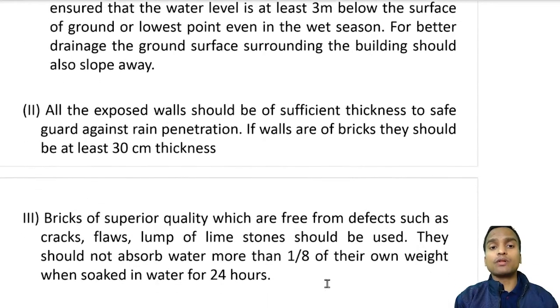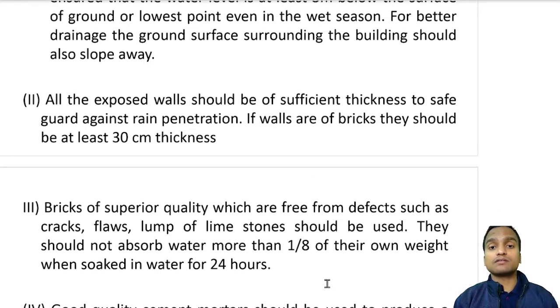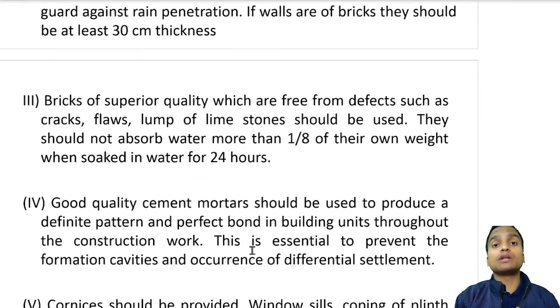All the exposed walls should be of sufficient thickness to safeguard against rain penetration. If walls are of bricks, they should be at least 30 centimeters thick, and bricks of superior quality, well burnt bricks free from defects such as cracks, flaws, and lumps of limestone, should be used. They should not absorb water more than 1 by 8th of their own weight when soaked in water for 24 hours. This is one of the tests on bricks that we do in the labs.